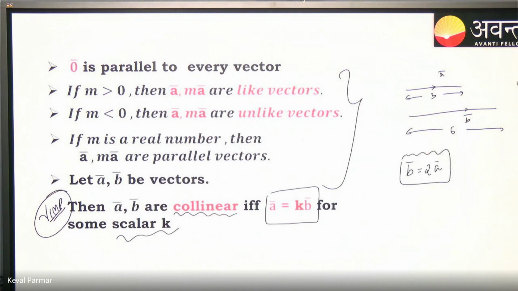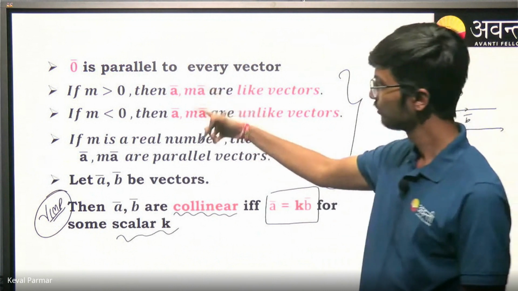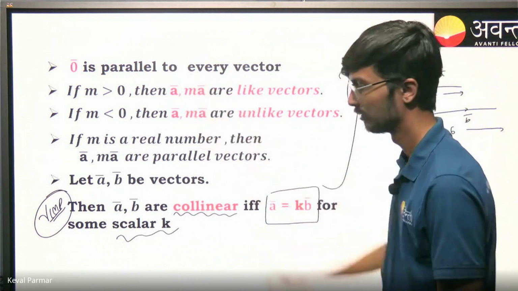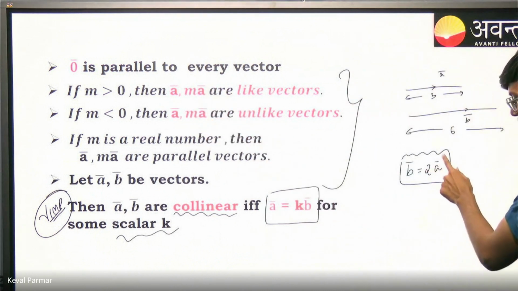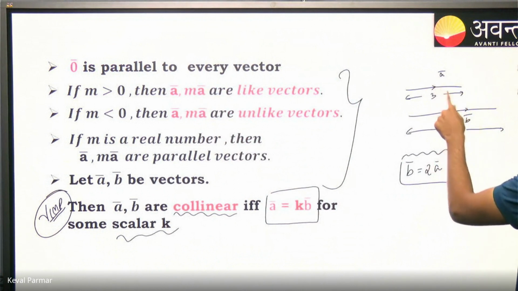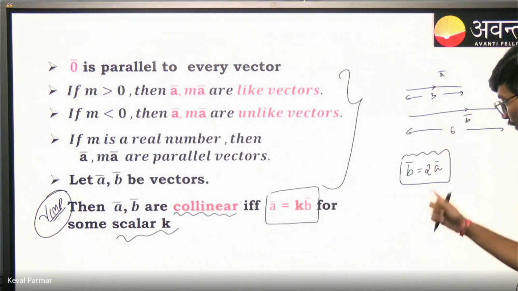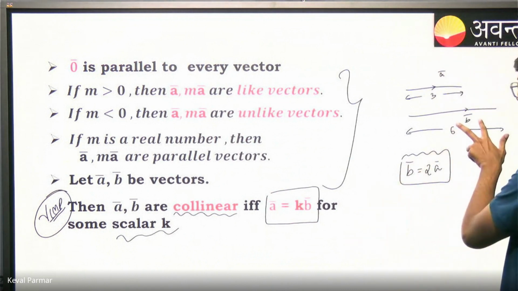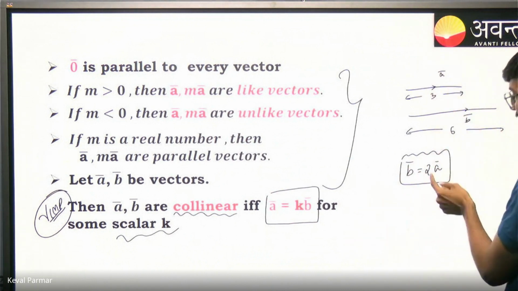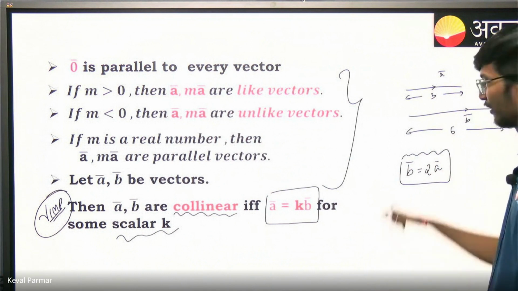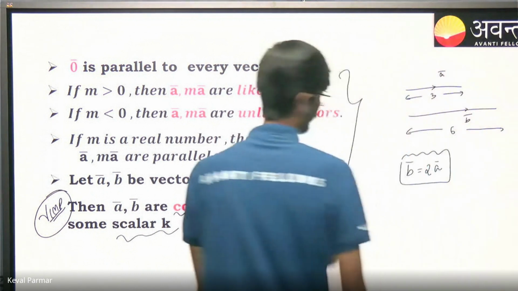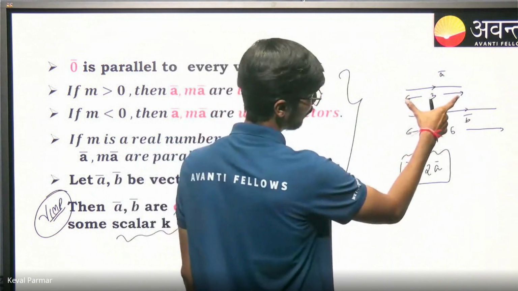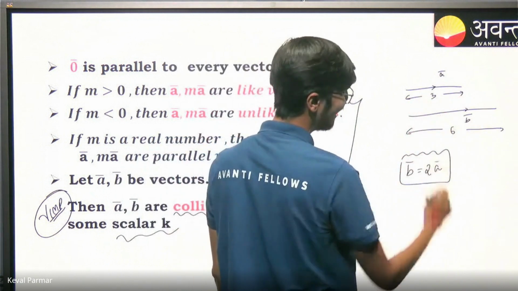Why? See this. If there is no negative sign, that means the direction is the same. And here it is 2 times. That means the magnitude of B bar is twice the magnitude of A bar. You can see here clearly, the magnitude of A bar is 3, the magnitude of B bar is 6.